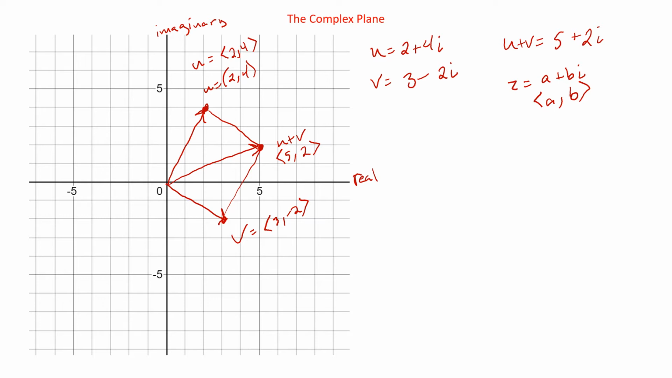We can find the absolute value. The absolute value is the same as the absolute value of the vector. It's a squared plus b squared, then we square root because it's the distance away from 0. So the absolute value of u is going to be the square root of 2 squared plus 4 squared. 2 squared is 4, 4 squared is 16, so we end up with the square root of 20, which is 4 times 5, so that would be 2 root 5. And so there's nothing new or different about that.